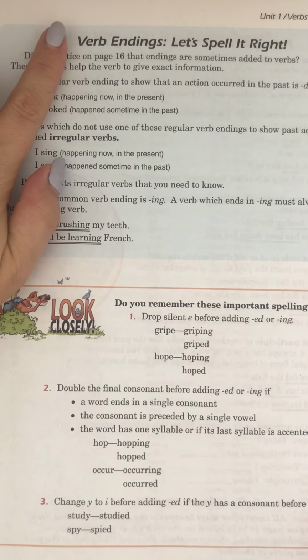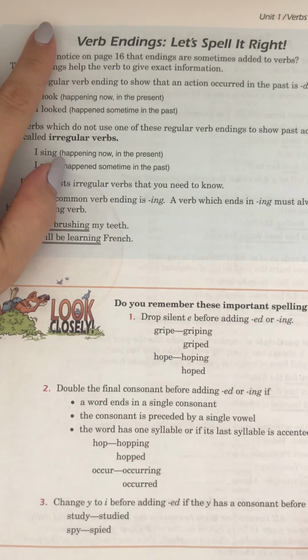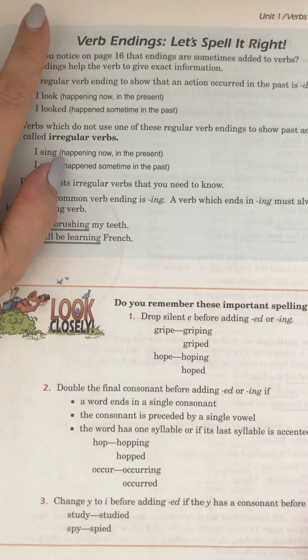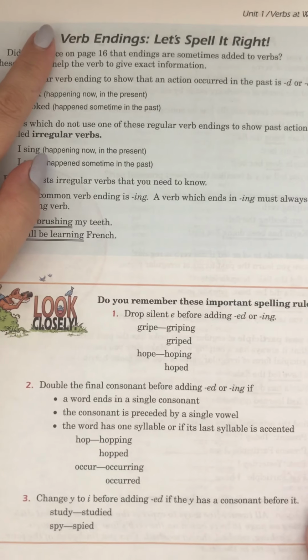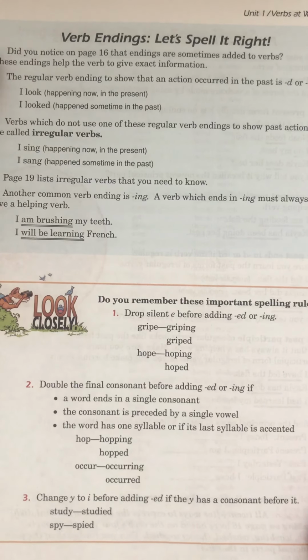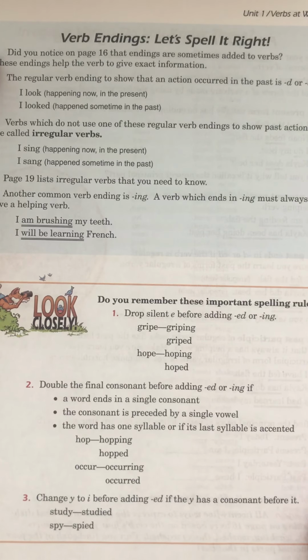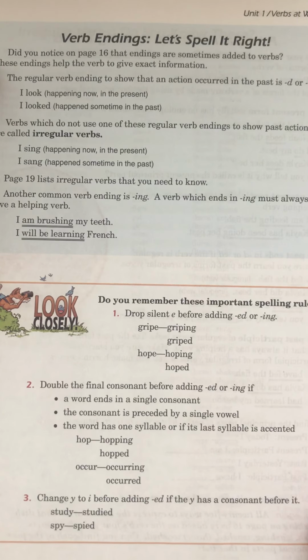So we've been talking a lot about verbs, the different kinds of verbs, and helping verbs, and how we can use them in sentences and conversations. And today we're going to talk about verb endings. Let's spell it right. Did you notice on page 16 that endings are sometimes added to verbs? These endings help the verb to give exact information.